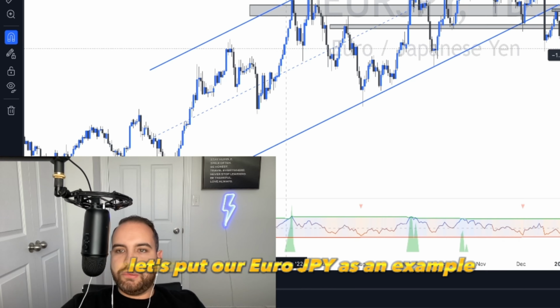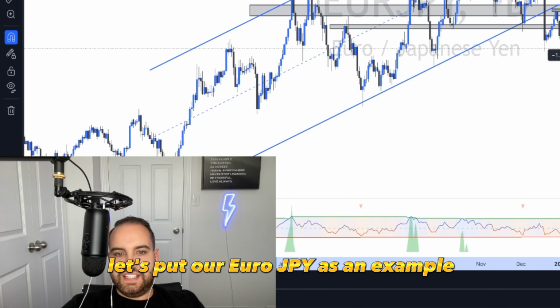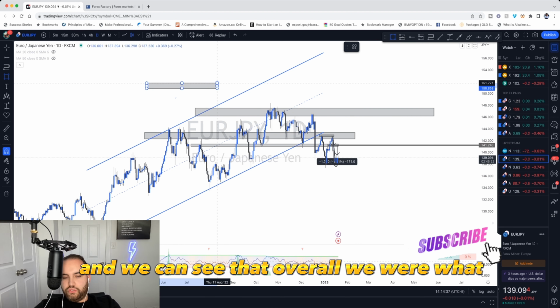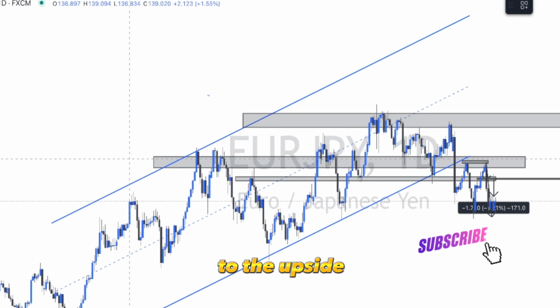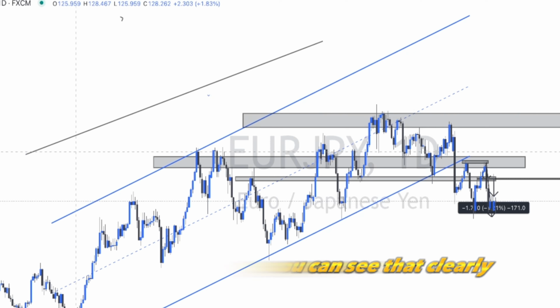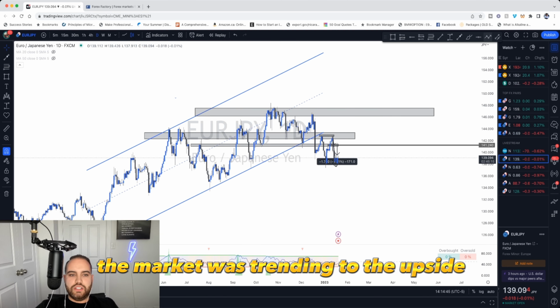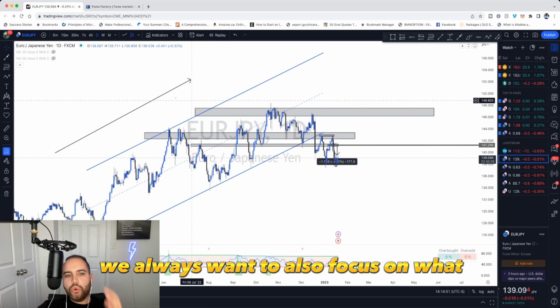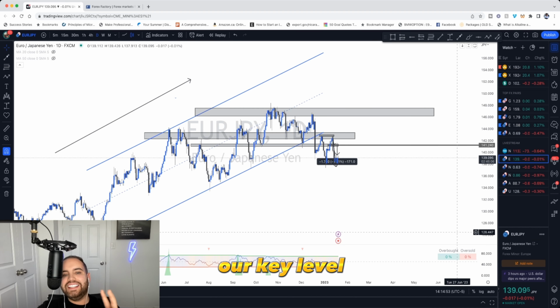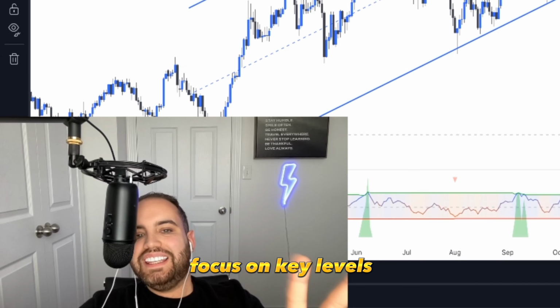In this case, let's put our Euro JPY as an example. We can see that overall we were trending to the upside. Very, very clear overall direction. You can see that clearly the market was trending to the upside. However, we always want to also focus on our key levels. So point number two, focus on key levels.